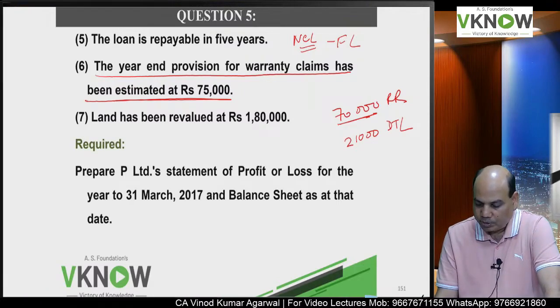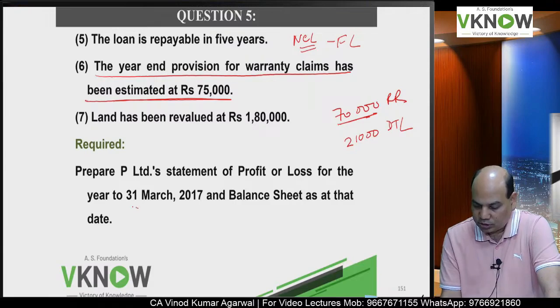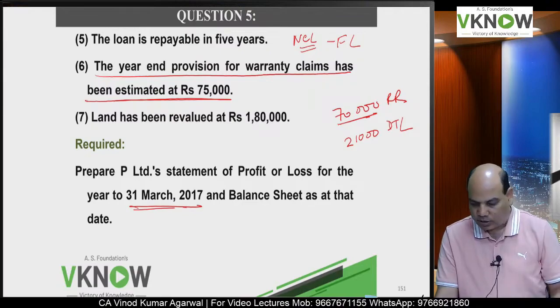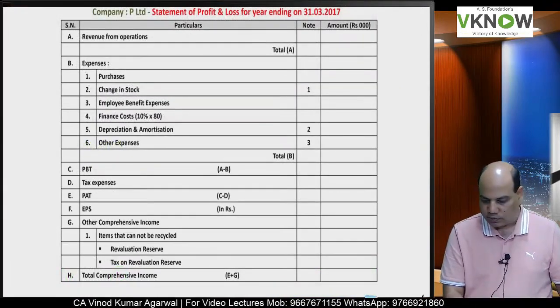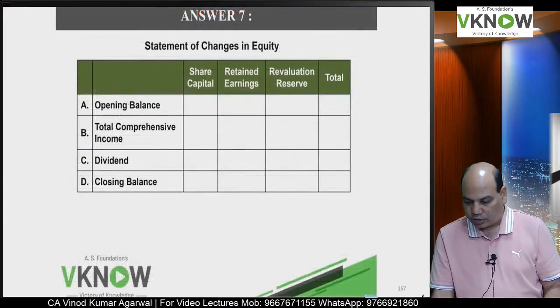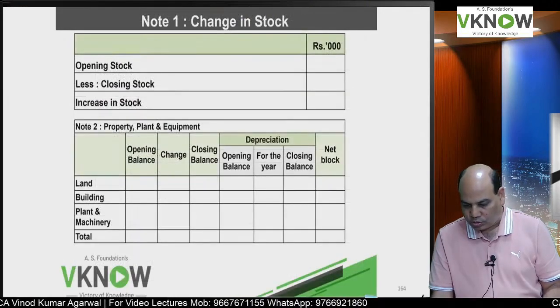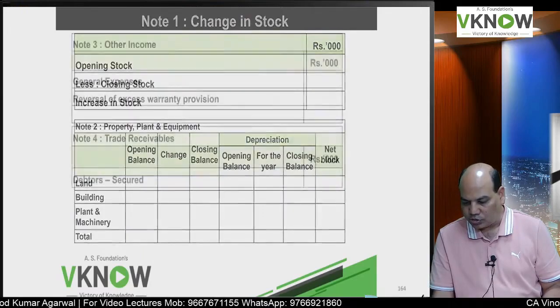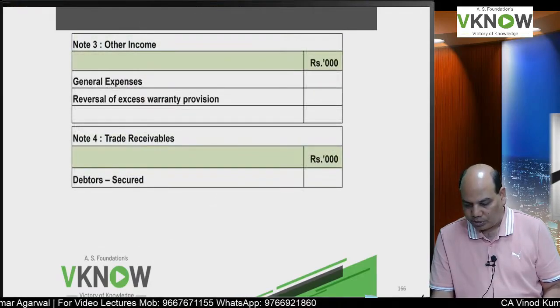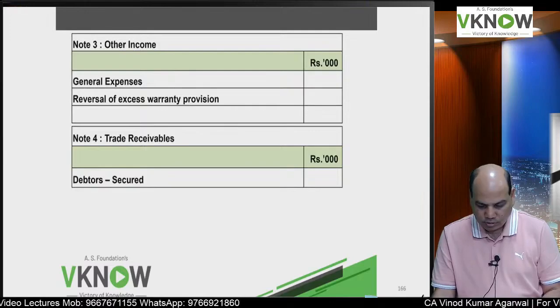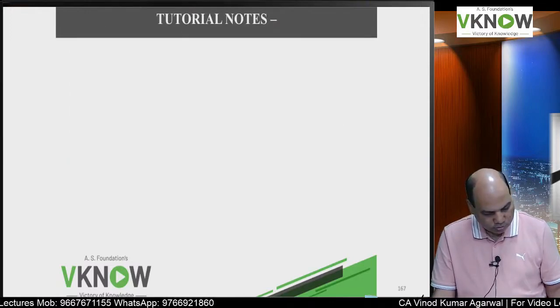Required, prepare P&L account and balance sheet on 31st March 17. So you have been given which formats? You are given SOPL, you are given SOCIE, balance sheet is given, notes is given. Under notes we are given change in stock and PPE, other income and trade receivable. Is it right? And no, loan is not there.